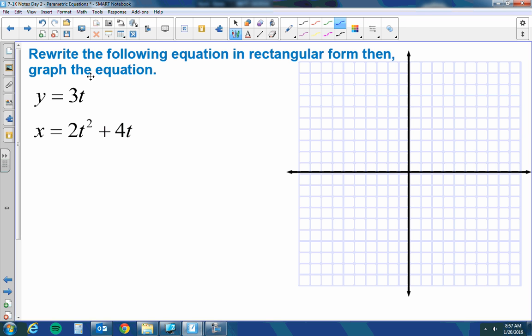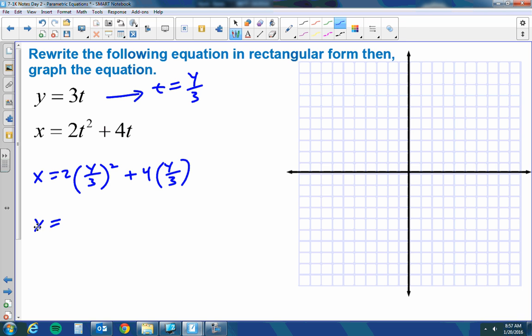Look, we want to get a rectangular equation. So first of all, you need to replace t, but that means you need to solve for t. So t equals y over 3. And place it in this equation. So you get y over 3 squared plus 4 times y over 3. Now this is y squared over 9. I'm going to rewrite it, put the 9 under the 2 actually. Is that okay? And then this is just 4/3 times y.